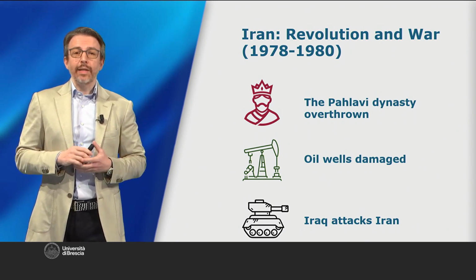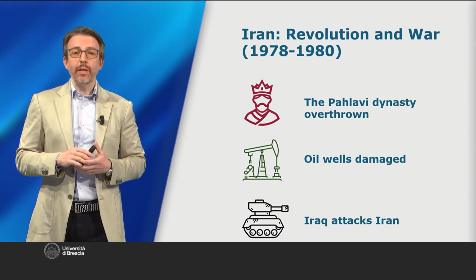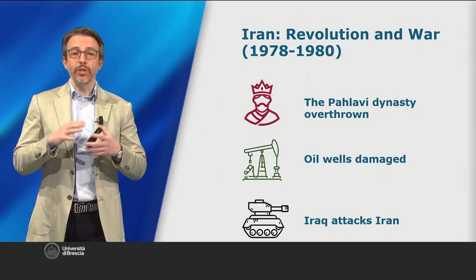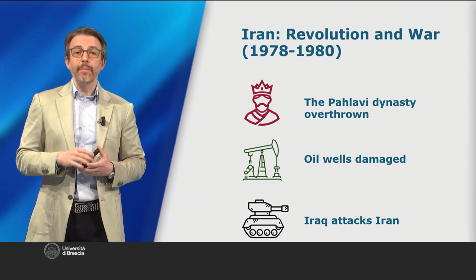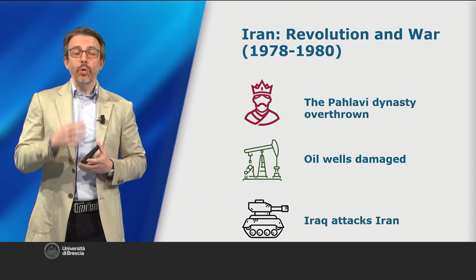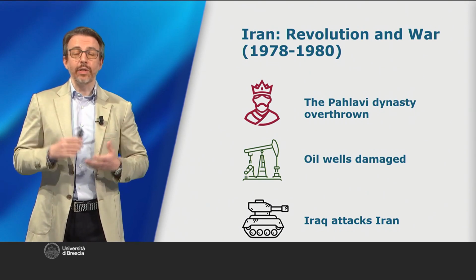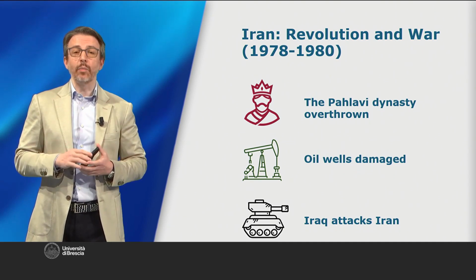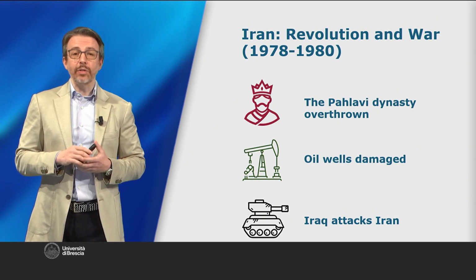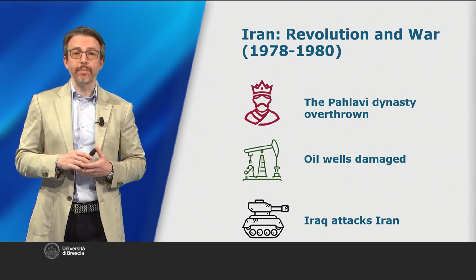This new revolution damages many oil wells, which unfortunately leads to a massive reduction in global production. At the time, Iran is the country that produces the most oil in the world. The reduction in oil produced in Iran leads to a price increase, an even bigger increase than what had happened a few years earlier. And despite this, we will see a third event of this kind.